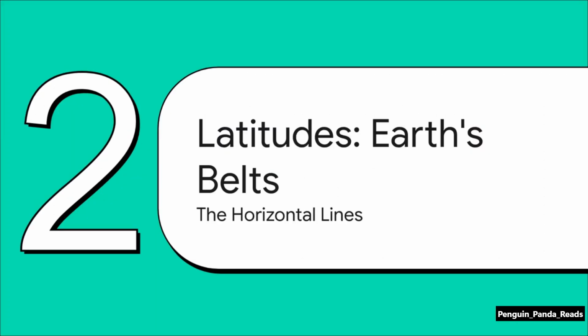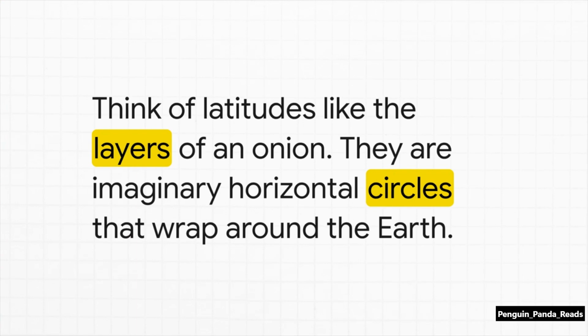Okay, so we've got our tilted globe. Now it's time to start drawing our imaginary lines on it. Let's begin with the first set, the latitudes. So what are latitudes? Well, think of them like horizontal belts wrapping around the Earth. They run east to west, and they're always parallel to each other.